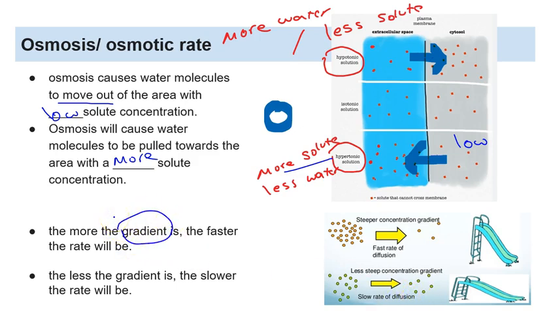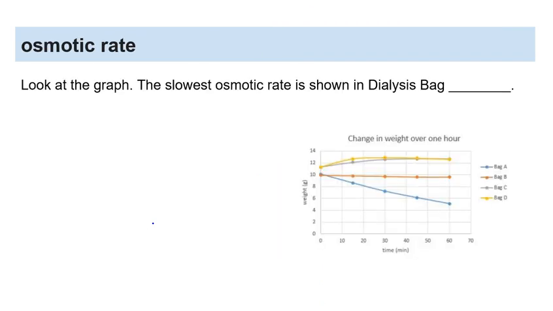Gradient is the difference between the concentrations of two different solutions. For example, if we have a solute concentration of 8% in one solution and 1% in another, 8 minus 1, which is 7, would be the concentration gradient for these two solutions. When we have a greater gradient, we have a faster osmotic rate. When we have a smaller gradient, we have a slower rate of diffusion or osmosis.